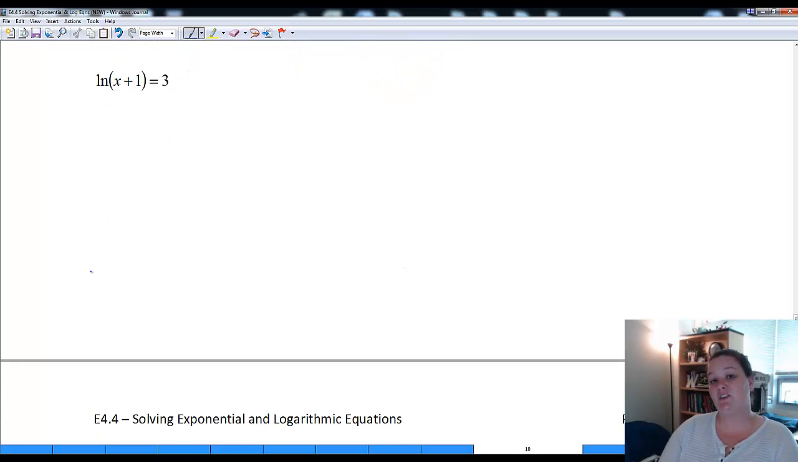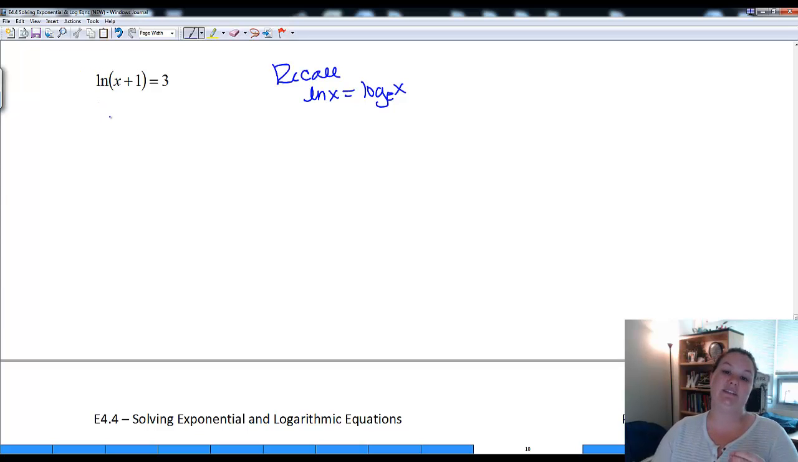All right, so this one is a natural log. Remember, I'm just going to put over here, recall, the ln of x is the same thing as log base e of x. So if I want to get rid of a natural log that's base e, I need to use an exponential base e.